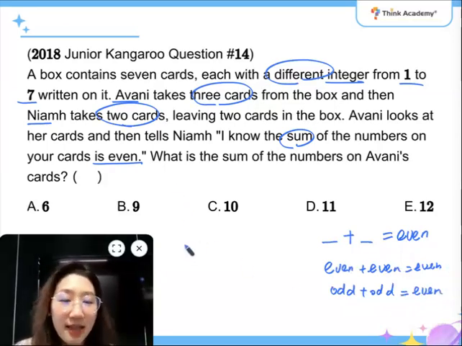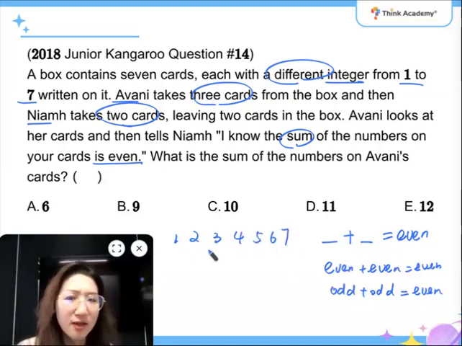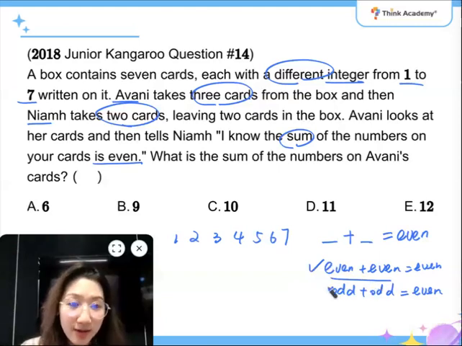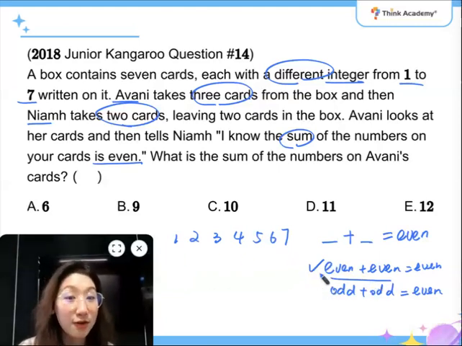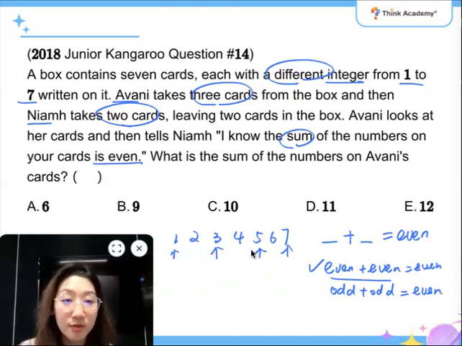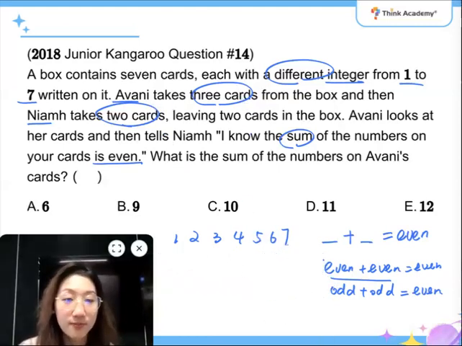Okay, so now I have 7 cards. I have 1, 2, 3, 4, 5, 6, 7. Think about how Avani can be so confident to say that she knows both of your cards are even. Is that possible? Think about it. If Avani is so confident, that means Avani will have to take all the odd cards to say that the rest are even. But is it possible? No, there are 4 odd cards, while Avani is only taking 3. So that means the first one does not work, right?